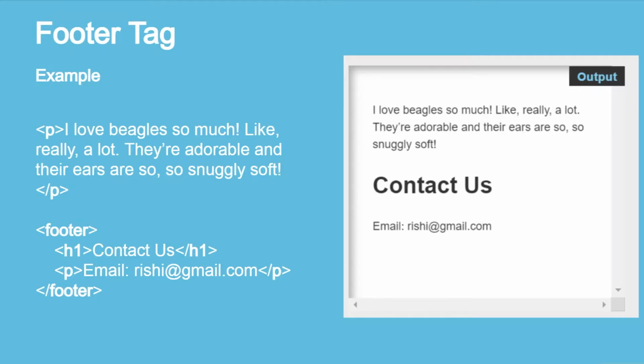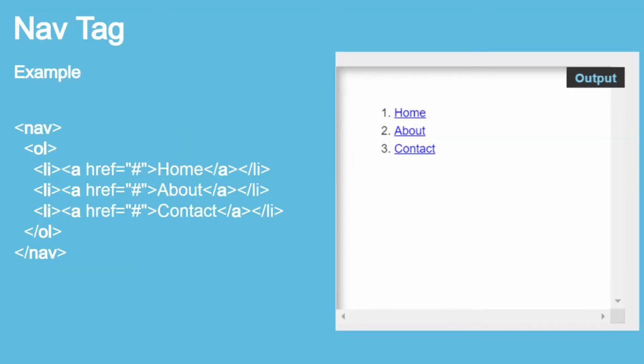The next tag is the footer tag. The footer tag is used at the bottom of the HTML web page. This is always used for displaying your contact information or the about information. In this example, you can see that I have used the heading as contact us and the paragraph tag as my email ID.